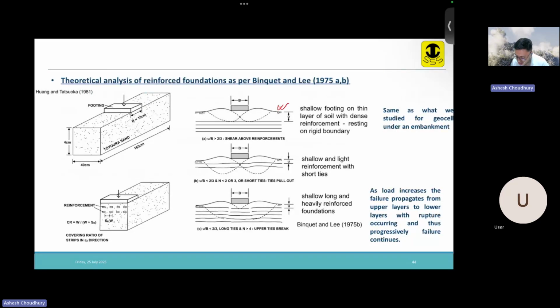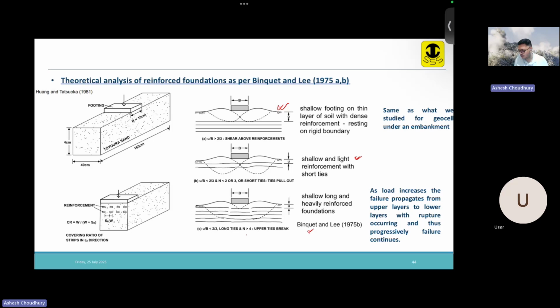The next case is shallow and light reinforcement with shorter ties. In that case, there might be pull-out failure. And the third case is a shallow and long, heavily reinforced foundation, but the tensile strength of the reinforcement is low. In that case, there are chances of breakage of these ties. So this is given by Binkett.